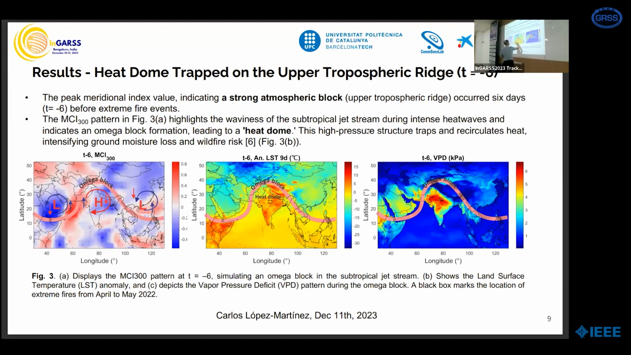So what are we observing? Basically, these areas of high pressure are creating what are called heat domes. Here we show the situation of the jet stream, land surface temperature, and vapor pressure deficit. As you can observe, up to now, people were using land surface temperature and vapor pressure deficit as proxies to analyze the wildfire. But as we see, the condition that is establishing these extreme temperatures and these problems with the vapor pressure deficit is indeed the jet stream.